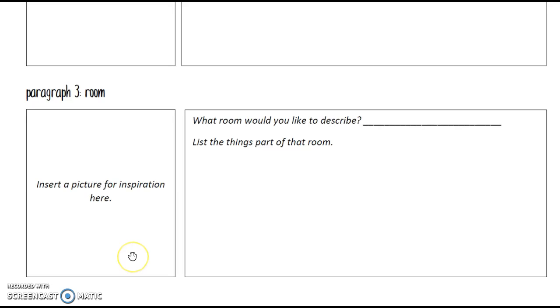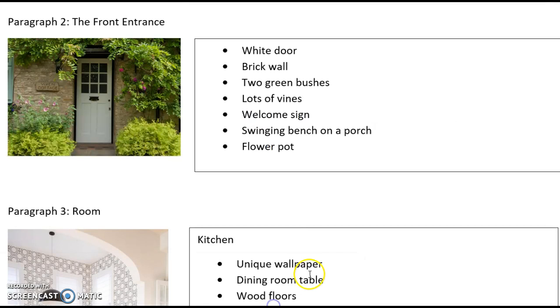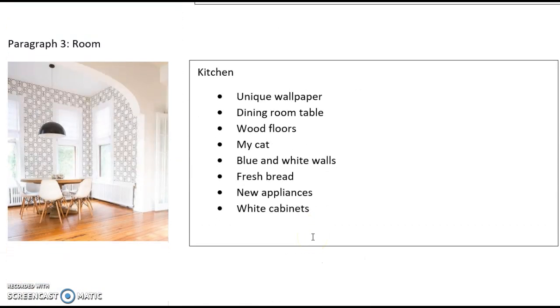Find a picture for inspiration and add it to your page, and then add a list of things that you want in your dream home. For me, I really wanted a kitchen, so I made sure I identified that I wanted a kitchen. I found a picture that kind of inspired me. It's not necessarily exactly what I want, but I liked parts of it. And then I made my list of everything that I really want to include in my kitchen.